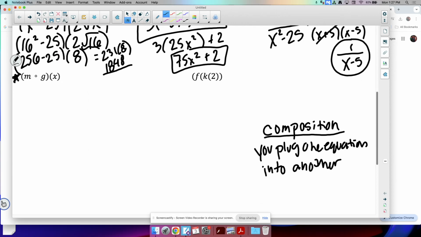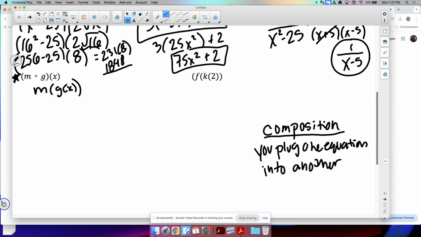This is another composition. There are two ways to write compositions. The first way is with the parentheses. The second way is with this open circle. So this is m of g of x. That open circle does not mean multiply. It means m composed with g. The order is the same though. So this is the same as saying m of g of x.